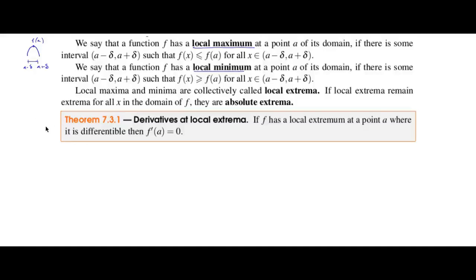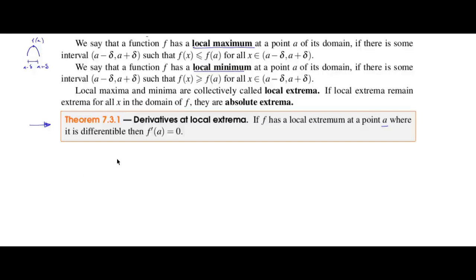Well, there's an interesting characterization of extrema based on derivatives, and it comes from this theorem. If f has a local extremum at a point a, where it is differentiable, then the derivative at that point is 0. That ties in with the geometric interpretation of the derivative that we had talked about, that the derivative talks about the increase or decrease of the function at that particular point. If the derivative at that point is 0, that means the function is neither increasing nor decreasing at the point. So that means it's an extremum.